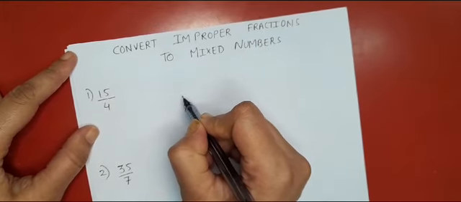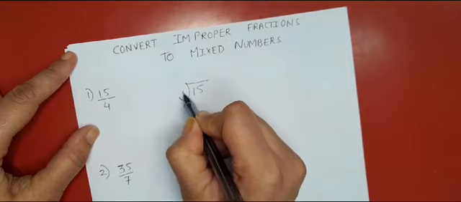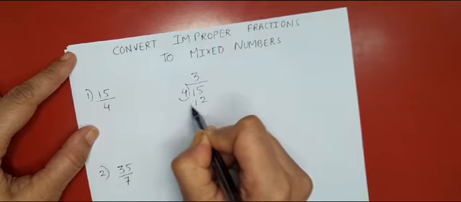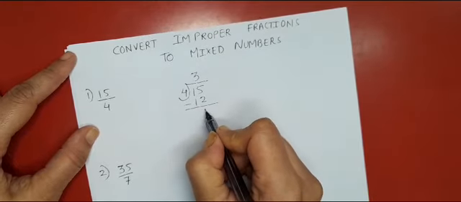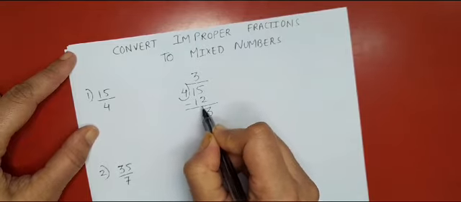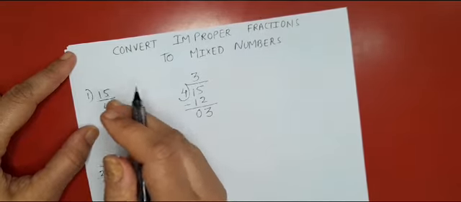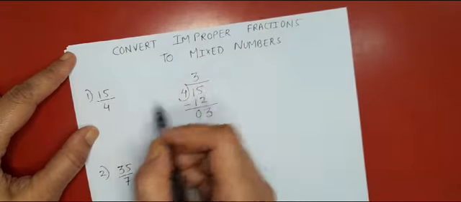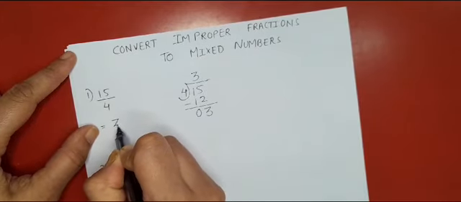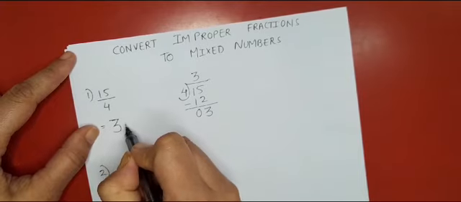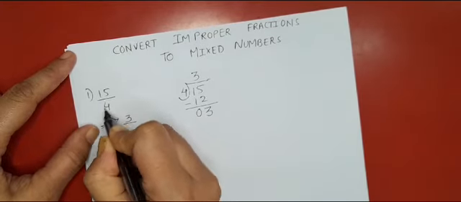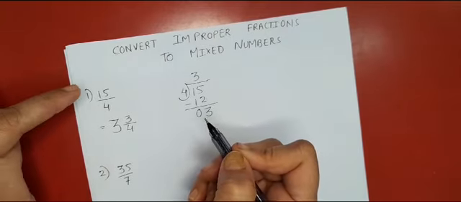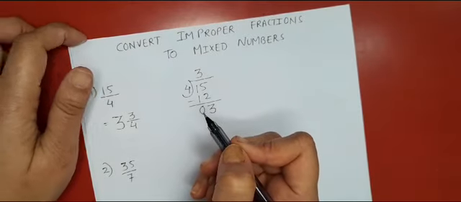So here we have to divide 15 by 4. 4 times 3 is 12, and we get a remainder of 3. So in order to convert this improper fraction to a mixed number, the idea is that we write this quotient as the whole number, the remainder will become the numerator, and the denominator will remain as it is. So in this way we convert an improper fraction to a mixed number.